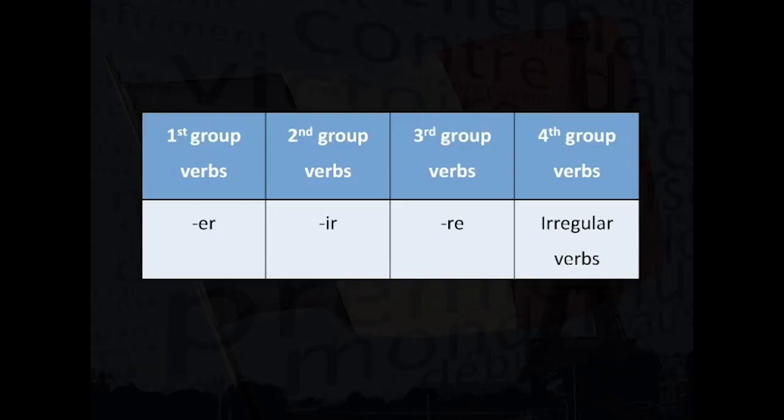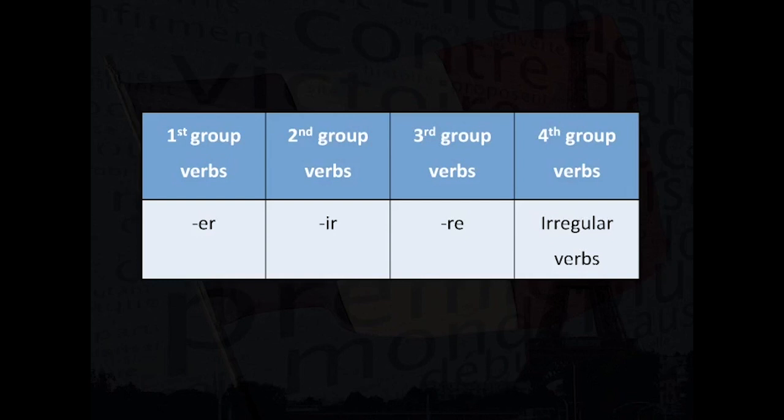The 4 groups of verbs are categorized by the endings of their infinitives. This table presents the 4 groups and their endings. All first group verbs end with ER. Second group verbs are categorized by their IR ending, and third group verbs end with RE.